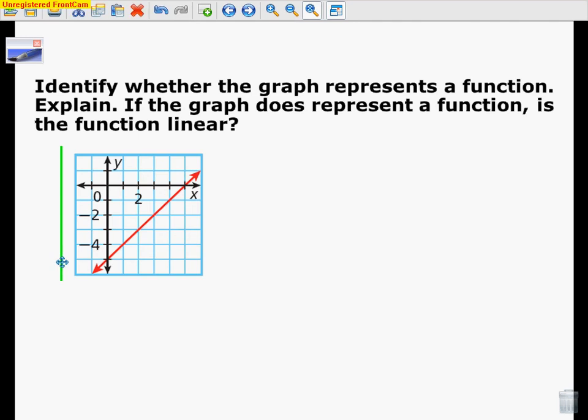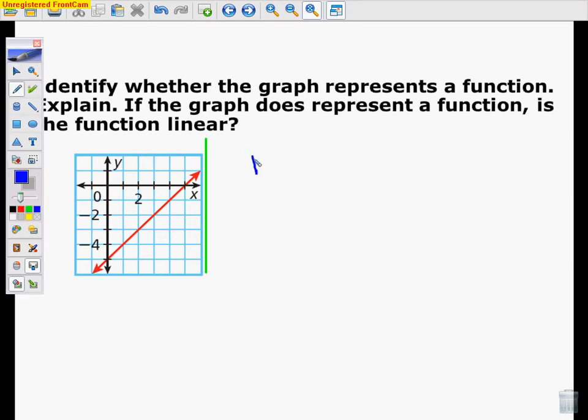Well, as we see, this graph right here, no matter where I put this vertical line, it will only cross once. So it is a function. And we can tell if a function is linear simply by looking at the graph and telling whether or not it's a straight line. And this graph is a straight line, so it is also linear.